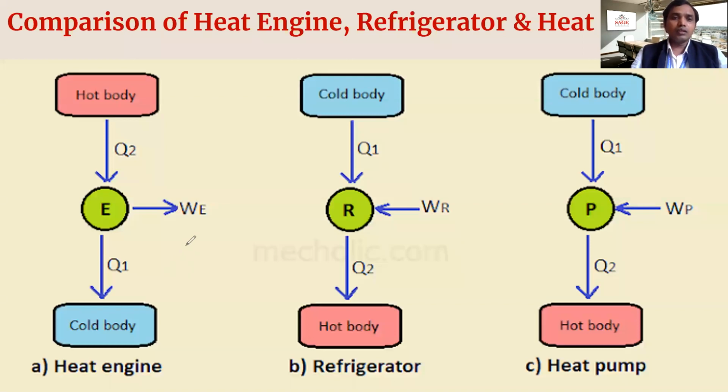In case of heat engine, the objective is that we want to produce work done. Heat is supplied from this particular hot body to the engine, and some part of this heat is converted into work done, and the portion which is not converted into work done is rejected to the atmosphere. Now in the engine, the output is the work done. This is the output.